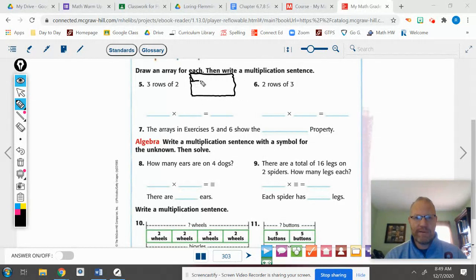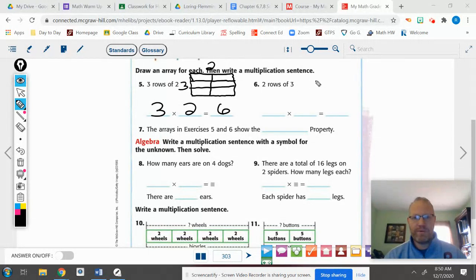So it says 3 rows of 2. So we know that we need 3 rows, so we're going to cut it 2 times. And then of 2, we're going to just cut that 1 time. So we have 3 rows of 2, which equals 1, 2, 3, 4, 5, 6. Or you can count by 2s, 2, 4, 6. So we have 3 times 2 equals 6.